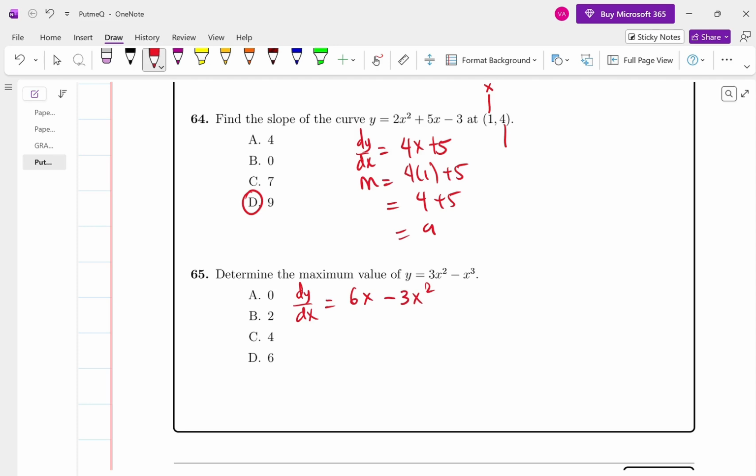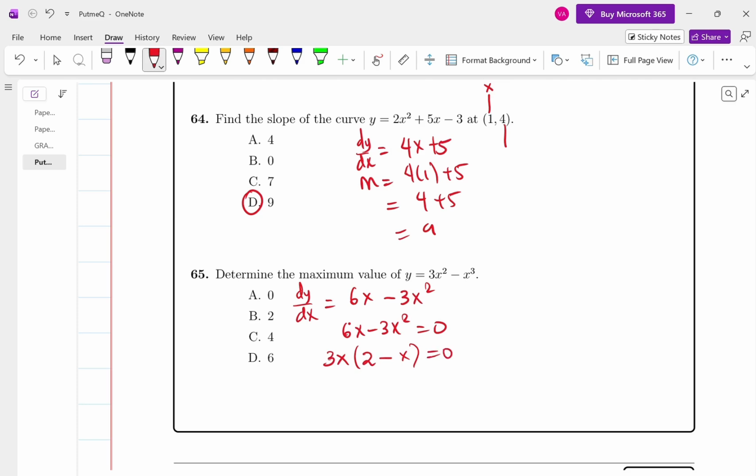Now we're going to equate this to 0, because at the point where it is turning, either maximum or minimum, the gradient is 0. So 6x minus 3x squared is equal to 0. Let's factorize this. 3x will be common. 6x divided by 3x is 2, because 6 over 3 is 2, and then minus 3x squared divided by 3x will just give us x.